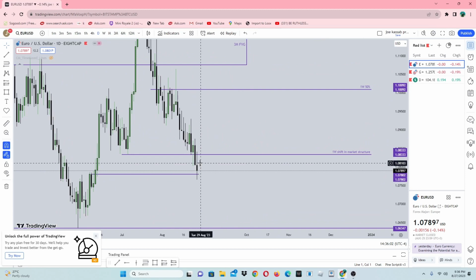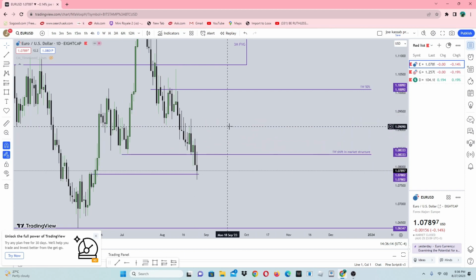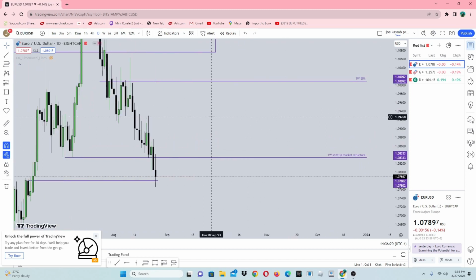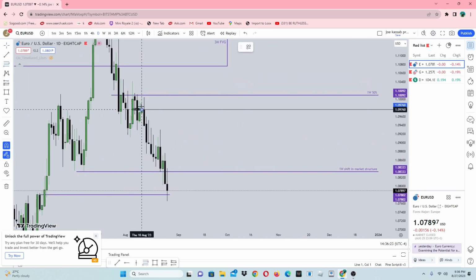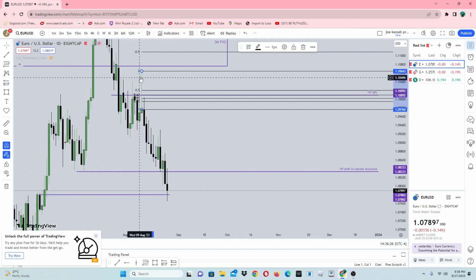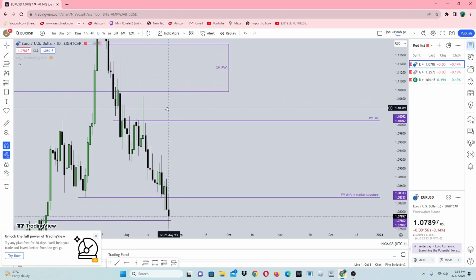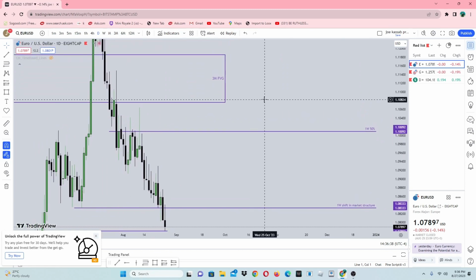Now, if Monday we close bullish, there is a high probability that Tuesday will be bullish, and we might see some type of weekly retracement into this 50%, or we have some type of PD arrays on the daily chart. First of all, we have this weekly consequent encroachment of this wick as a target. Then we have the high as a target. Then we have an order block right here. Then we have a high and a fair value gap on the daily chart.